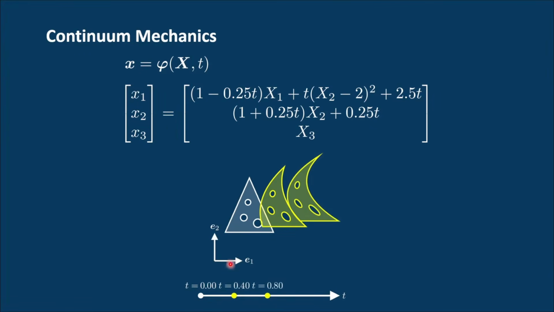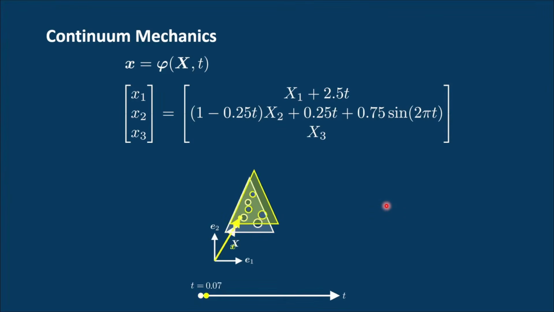So one could, for example, assume different values of time inserted into the deformation mapping, and then one gets the deformed shape at that time. Or one could choose one point in the spatial domain and insert it into the deformation mapping, and then one gets a curve, a parametric curve in space that shows how this point is moving over time.